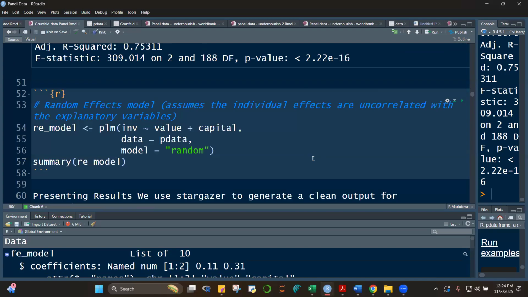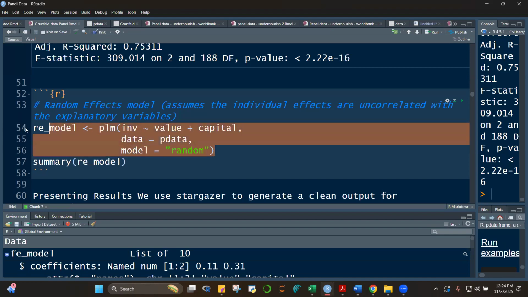Okay, so let's first take a look at the random effects model, class. The assumption here, I wrote here briefly, is that the individual effects are uncorrelated with the explanatory variables. The explanatory variables are value and capital.